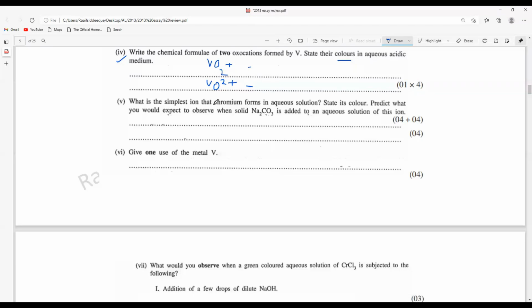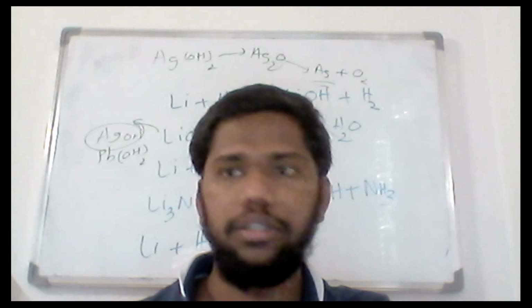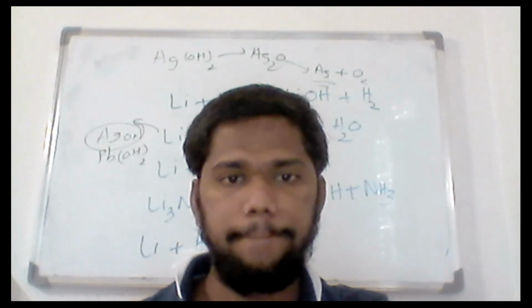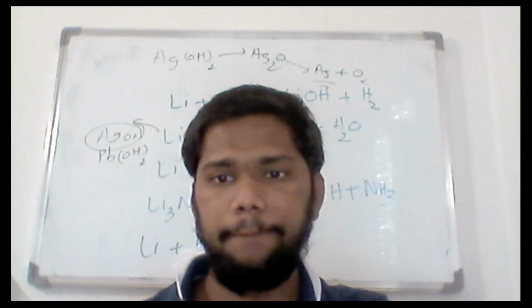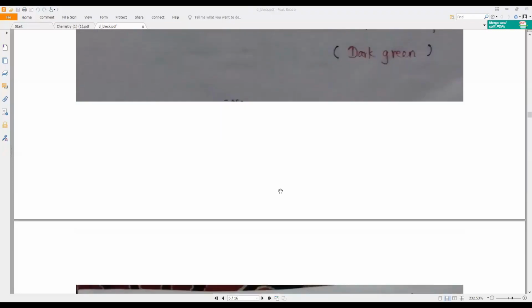What is the simplest ion that chromium forms in aqueous solution? So you can understand about chromium that I have discussed before. Where is it? I will again stop sharing and share that particular one so you can understand. Okay, so what is the typical ion that chromium forms?